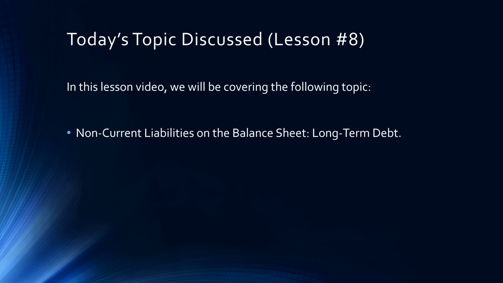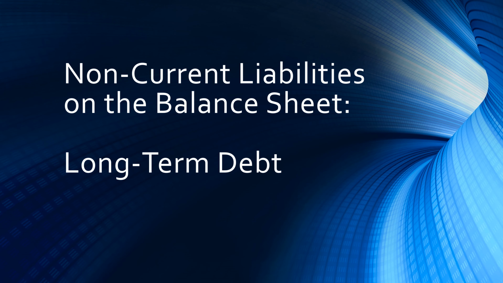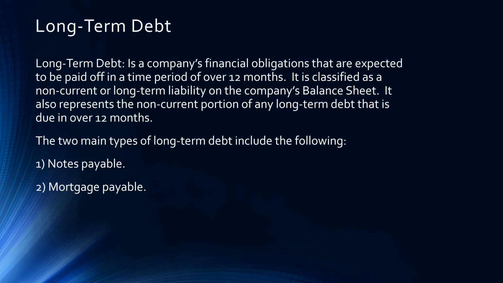Today's topic, lesson number 8, will be non-current liabilities on the balance sheet, long-term debt. So, long-term debt is a company's financial obligations that are expected to be paid off in a time period of over 12 months. It is classified as a non-current or long-term liability on the company's balance sheet. It also represents the non-current portion of any long-term debt that is due in over 12 months. The two main types of long-term debt include the following: notes payable and mortgage payable.